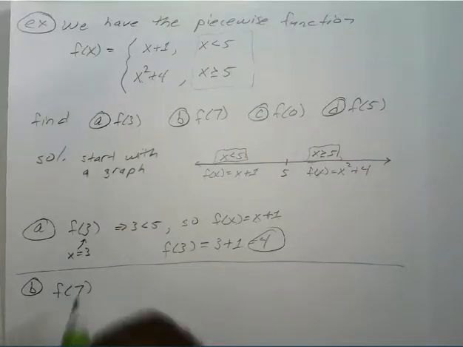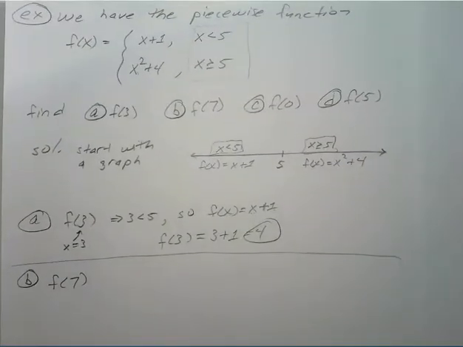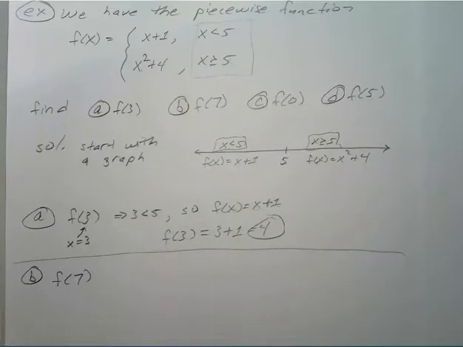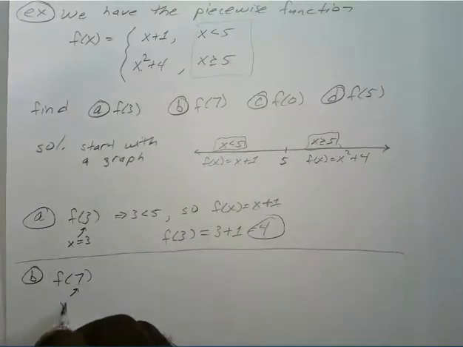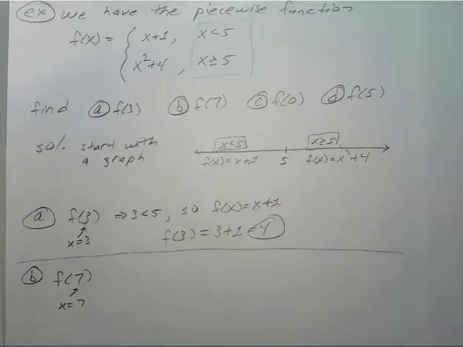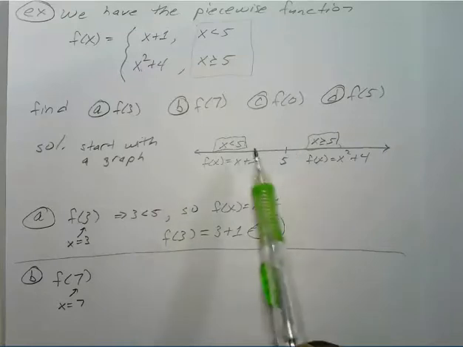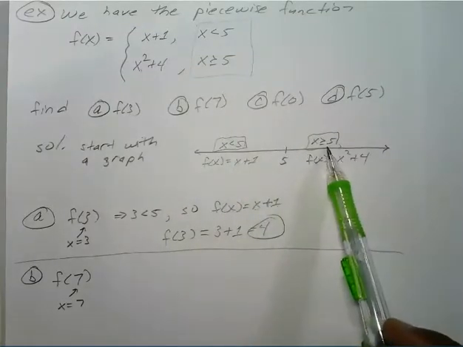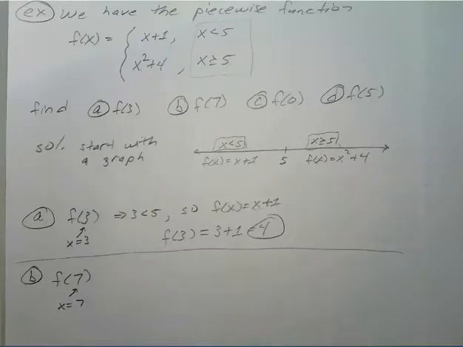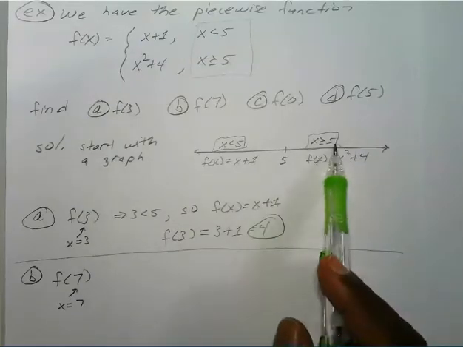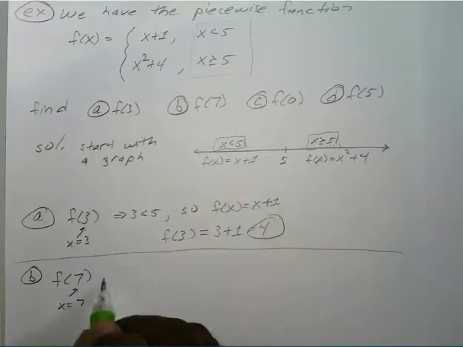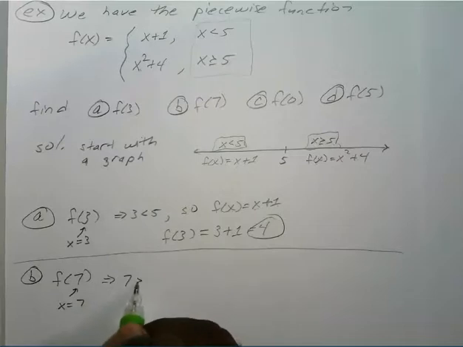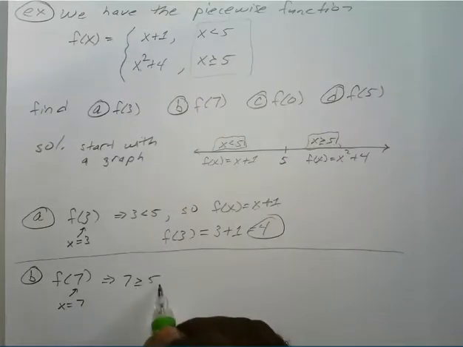f of 7. In this case, our x is equal to 7. So you just have to ask yourself, is 7 less than 5, or is 7 greater than or equal to 5? Once again, we can agree that 7 is greater than or equal to 5.